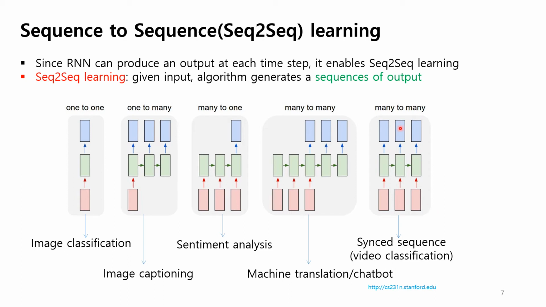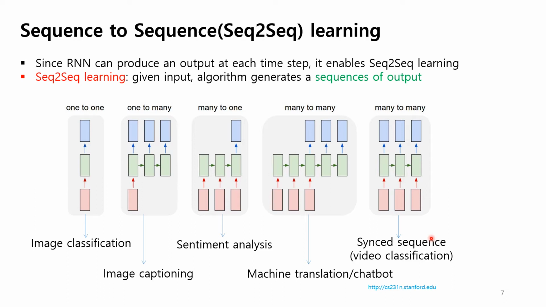This one here is another many-to-many. Input is a sequence, output is a sequence. In the previous case, the RNN just waits until the input is done. But here, for every input, it generates an output. For example, you give frames of video, and for each frame it classifies what the frame is. That's another example of many-to-many. This is called sequence-to-sequence learning.